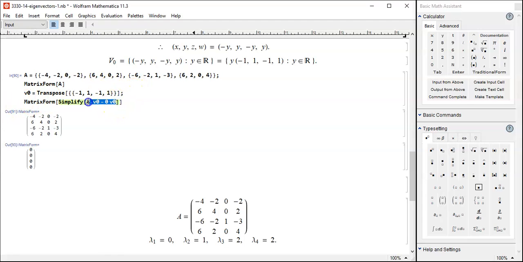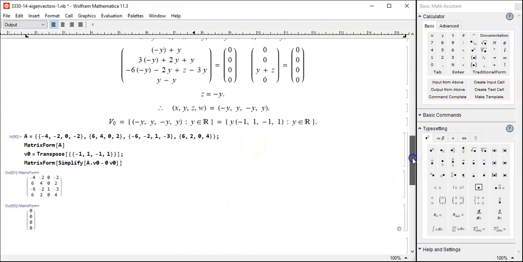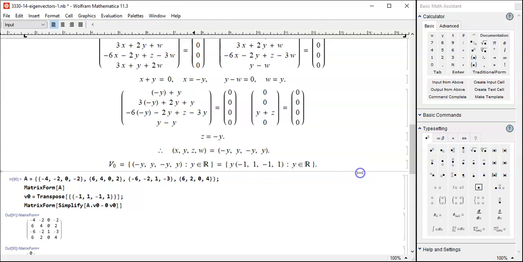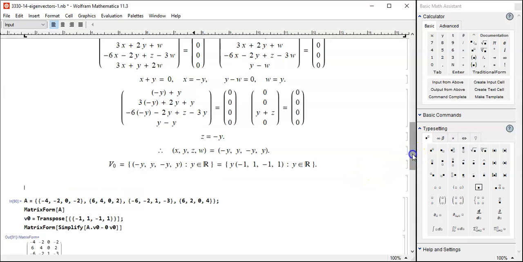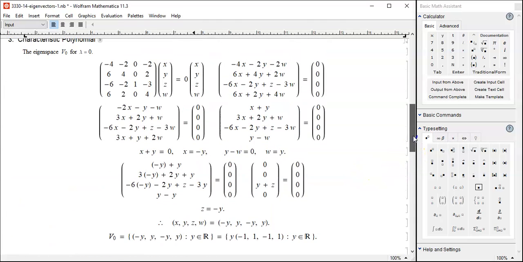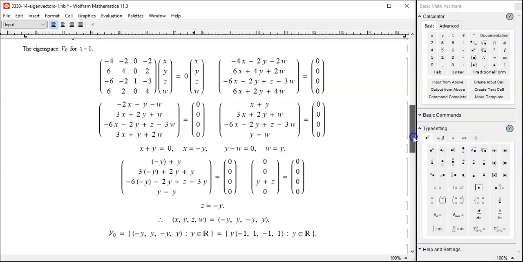And then I did this computation. AV minus 0V. And turns out 0. So yes, AV and 0V turned out to be the same. So all the computation is correct. I just checked it, and here are the computations. So eigenspace for lambda equal to 0, and that's for V0.